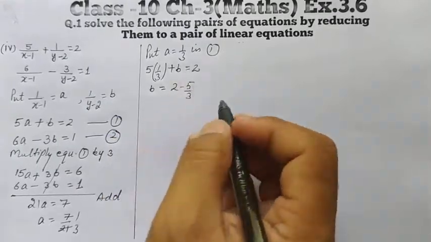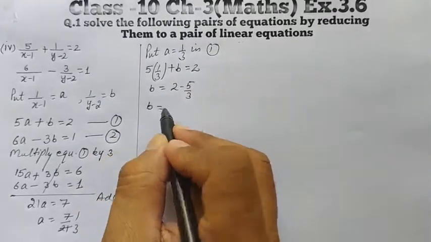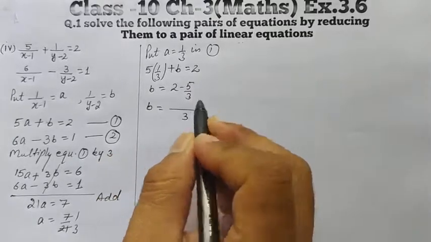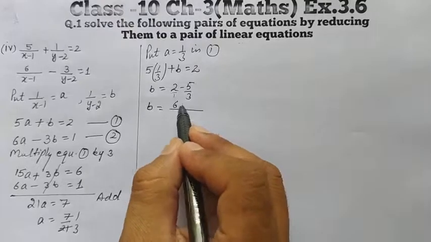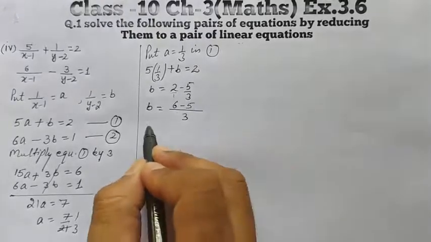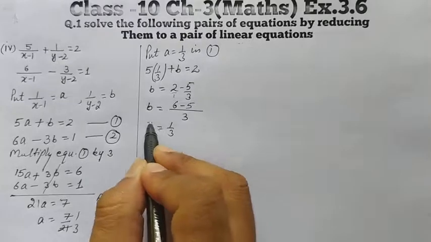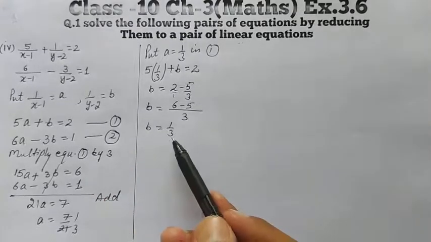So b is equal to, take LCM 3. Here it is 1, 1 times 3 is 3, so multiply by 3: 6 over 3 minus 5 over 3. So b is 1 by 3. So a is 1 by 3, and b is also 1 by 3.